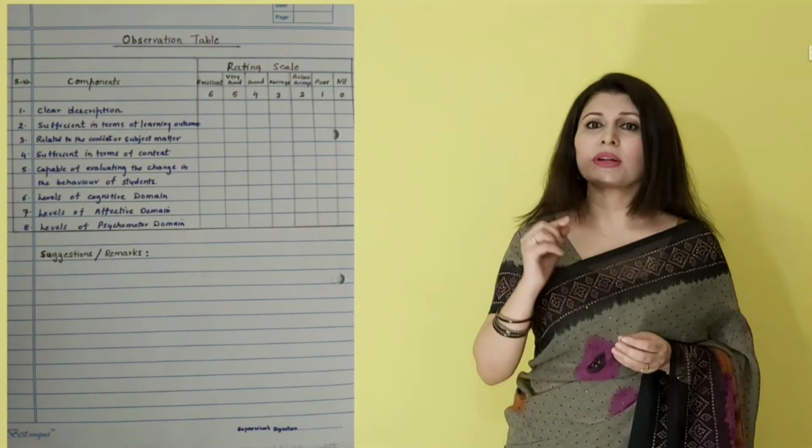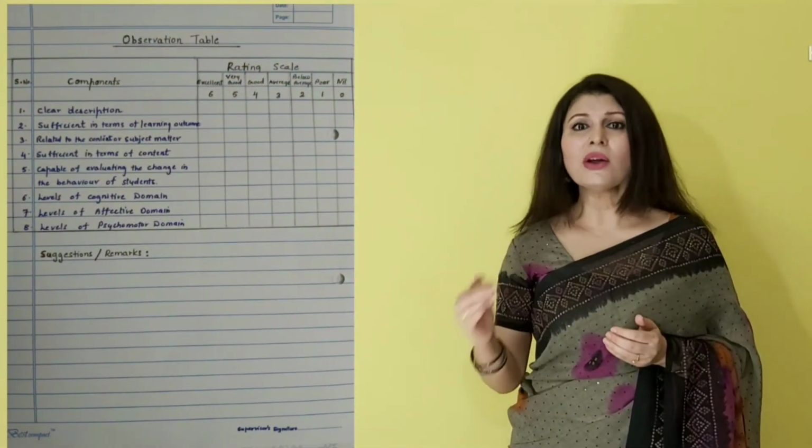So in this way, you can write objectives in behavioral terms. For this skill, you don't have to teach in the class. You just have to make a micro lesson plan for it and its observation table too. The observation table for this skill in your micro lesson plan would be like this. So your micro lesson plan will look like this.